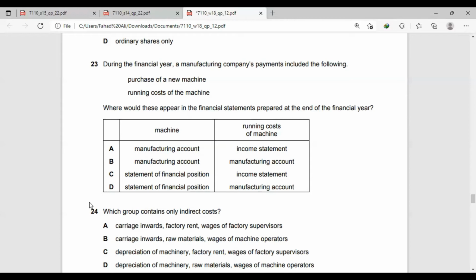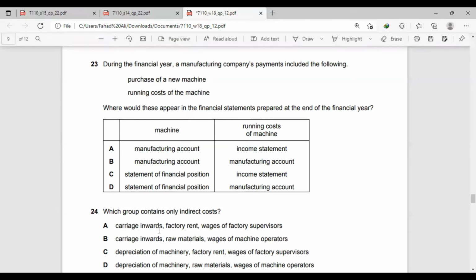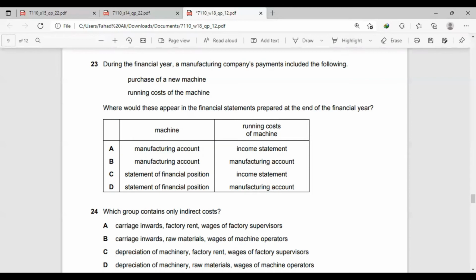Where are we going to record the machine and the running cost? C, you are saying C. Machine is, yes, correct. Correct option. Good. I hope I've explained well. But there's one problem in that. What problem is it?